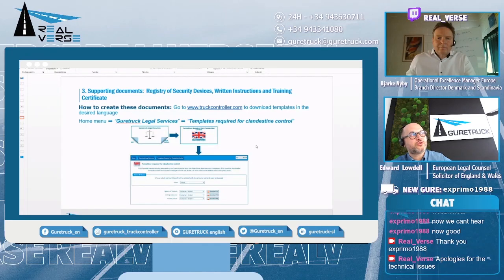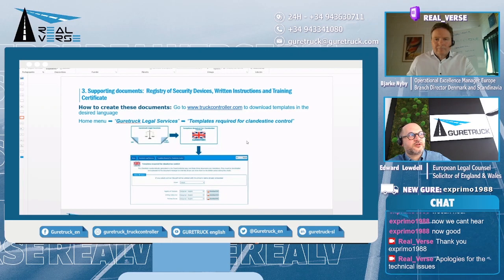This is a document that records the company giving certain security devices, a padlock, a security cable, and seals to the driver to use on the road to secure the vehicle. Written instructions are the 3rd document, and a training certificate is the 4th document. The written instructions are a reminder for the driver of what procedure to follow when he's on the road, and the training certificate is a reminder that the driver has been trained. So how do we create these documents?